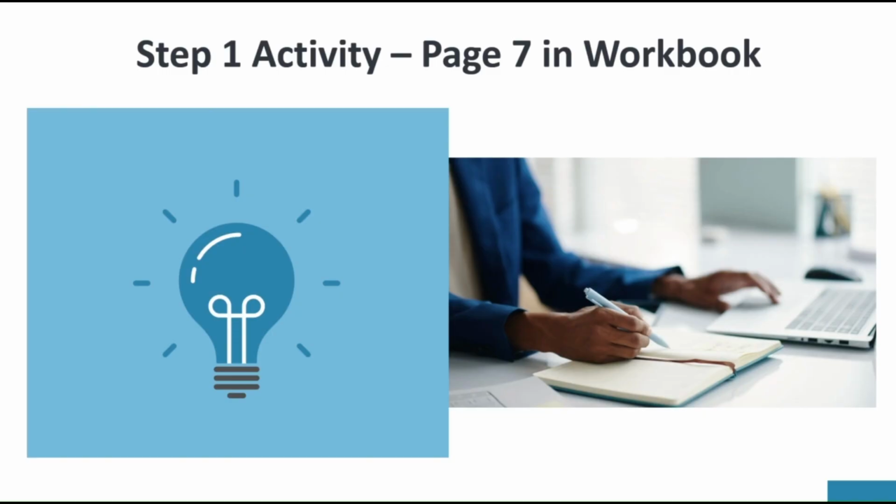So for this first step, you can refer to page 7 in the workbook for the activity to help you complete this. You're going to list 3 marketing challenges that your small business faces. How might AI help you solve these? Which areas do you want to improve first? So give some thought to this process because it's going to help you decide which tool category to start with.